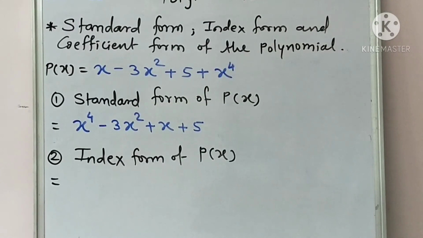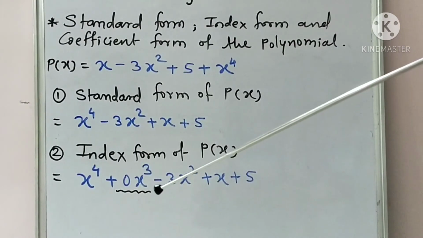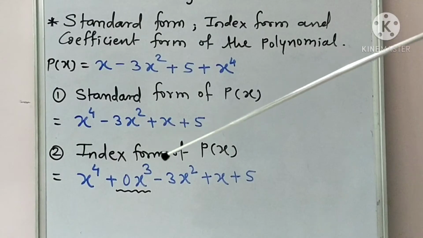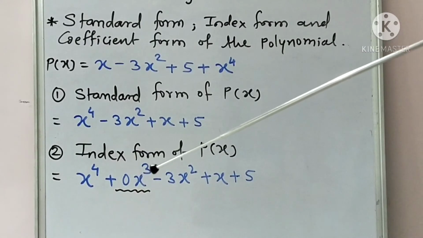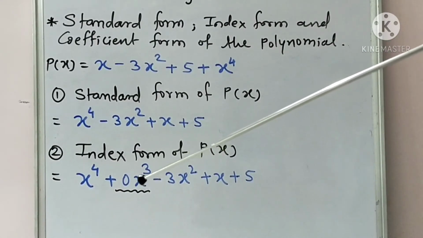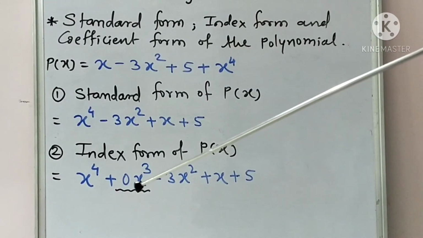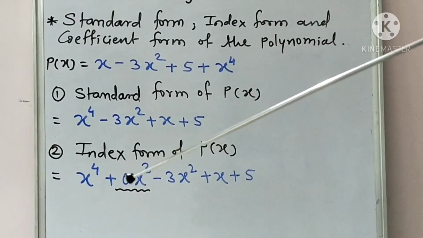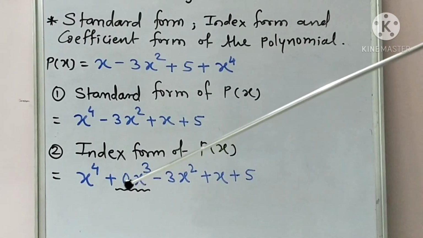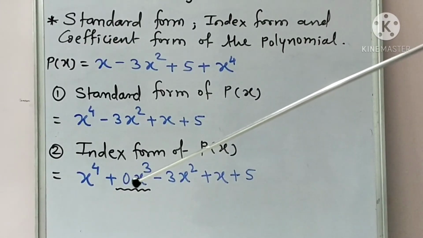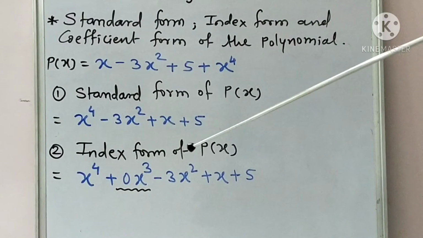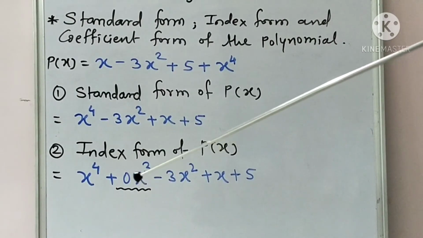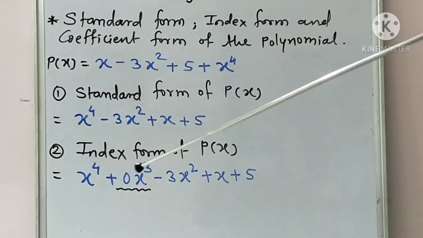Okay, so what does it mean that we see here? So pay attention over here. Okay, this is the index form. What changes here is that you have to write the power 3 term as x cube, but taking the coefficient of that variable as 0. Okay, because when you multiply any number by 0, the value is 0, because here we have only 4 terms. But to write the index form of p of x, what you have to do here is write all the powers in descending order.